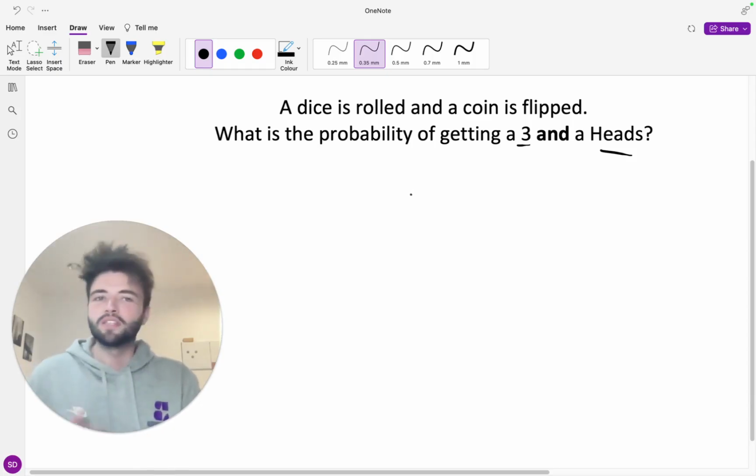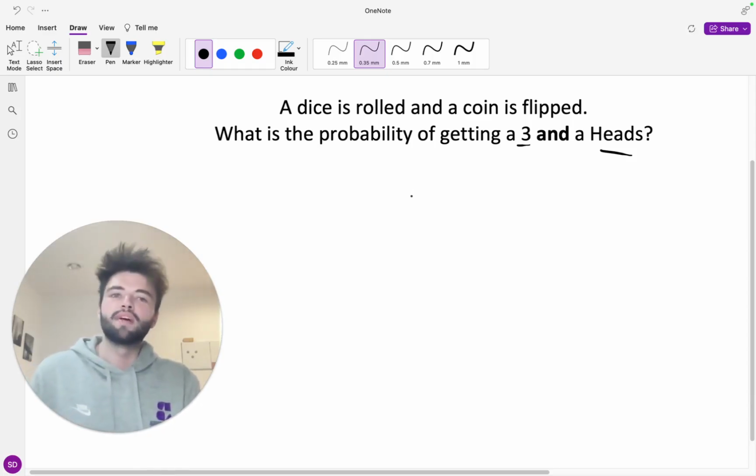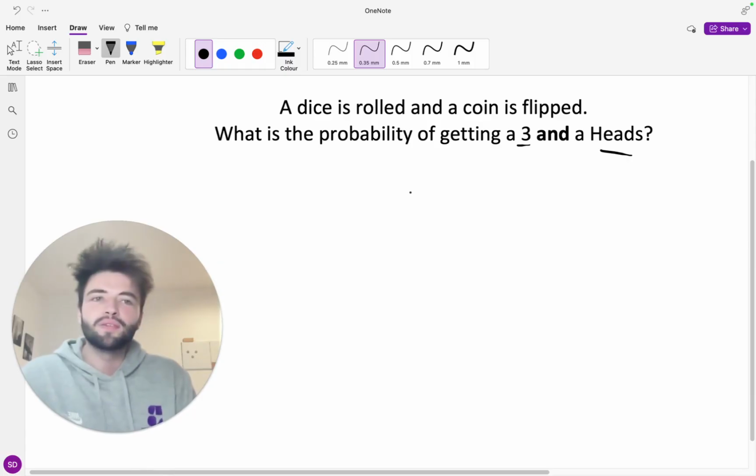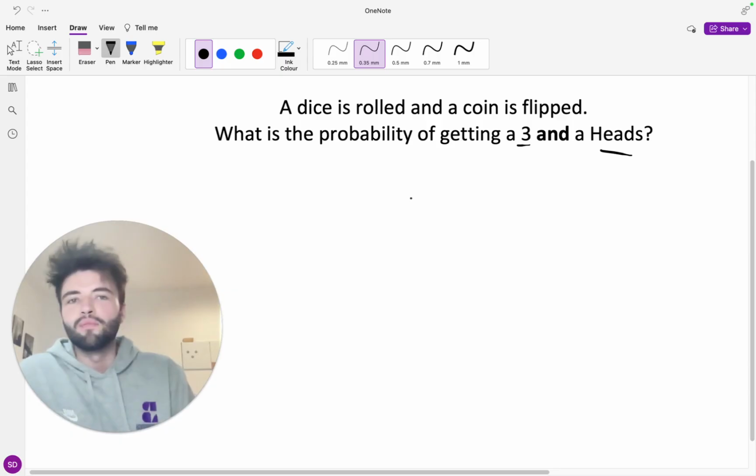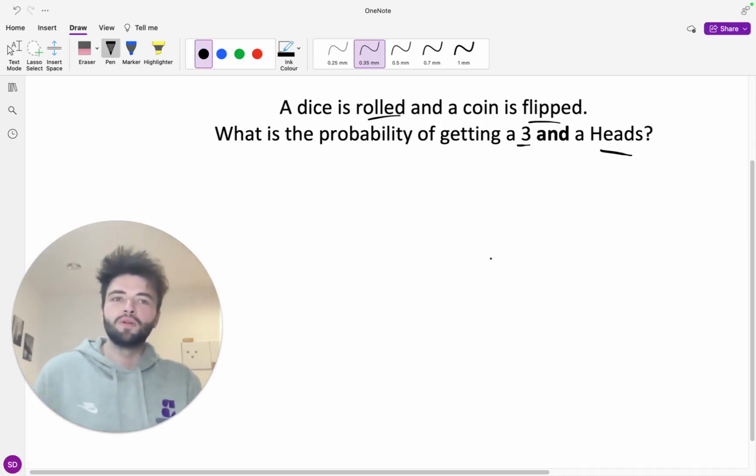So the first question we always need to ask ourselves when we're talking about more than one event is, are these independent events or are they dependent events? Independent events are two events where the chance of one happening doesn't affect the chance of the other happening. We know that's the case here because just because we roll a dice, our coin flip isn't going to be any different. So these are two different things happening.